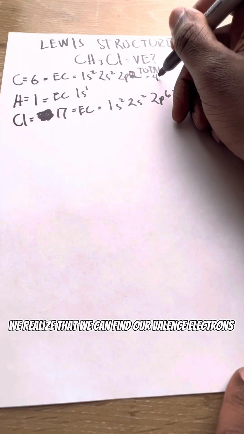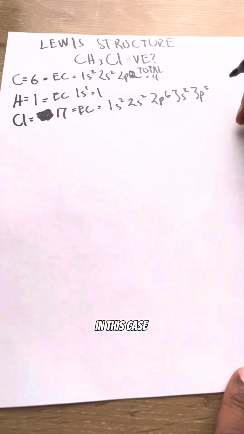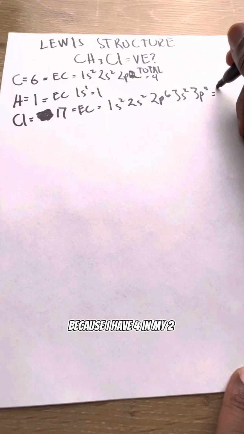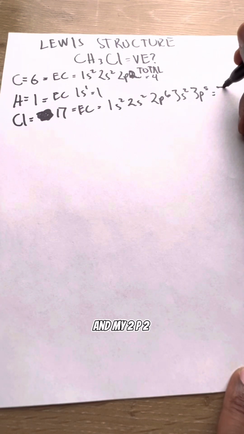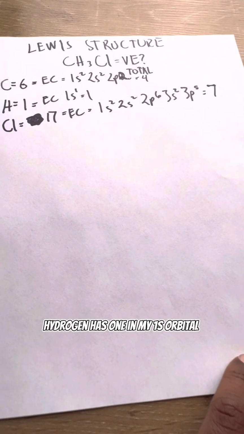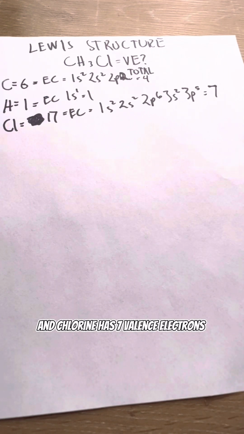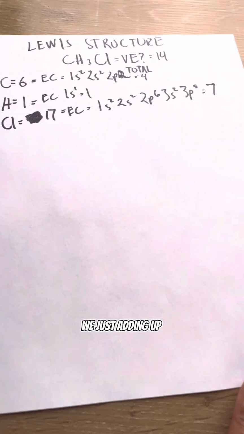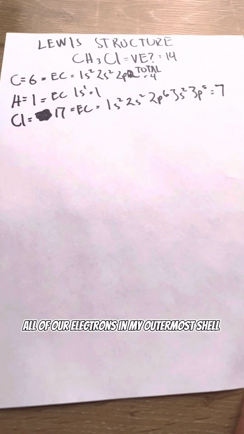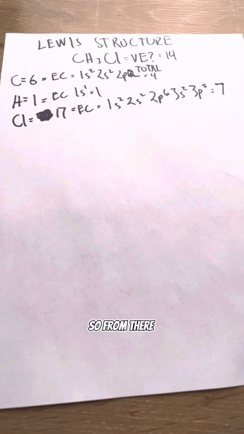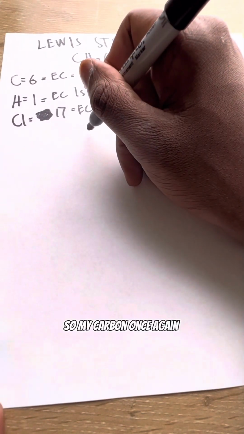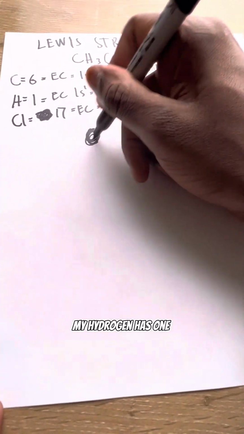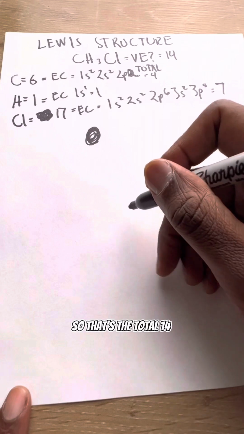We realize that we can find our valence electrons. In this case, it's just the outermost shell. So my carbon has 4 because I have 2 in my 2s2, 2 in my 2p2. Hydrogen has 1 in my 1s orbital, and chlorine has 7 valence electrons in my 3s2 and 3p5. So everybody, we're just adding up all of our electrons in my outermost shell. So from there, we just count everything up. So my carbon, once again, is going to have 4 valence electrons. My hydrogen has 1, and my chlorine has 7. So that's a total of 14.